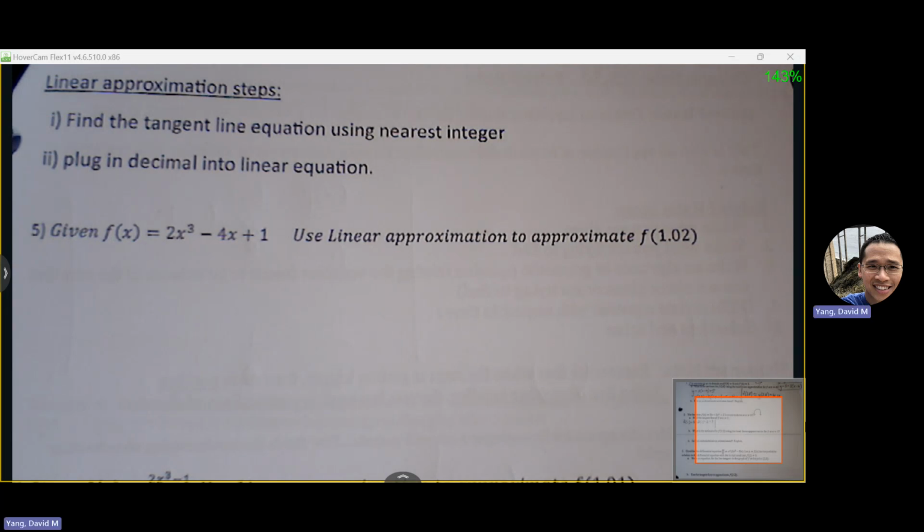Okay, check your answers for 3 and 4. Any questions there? Okay, let's go to page 3.